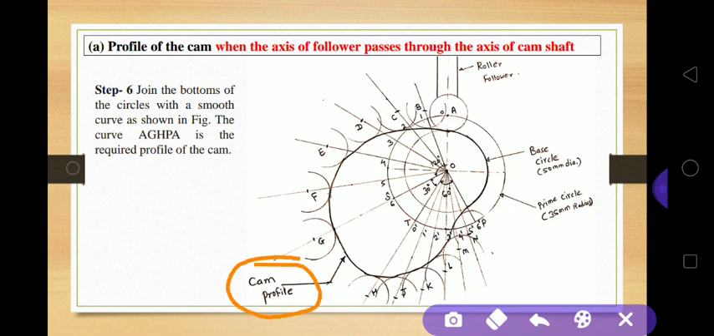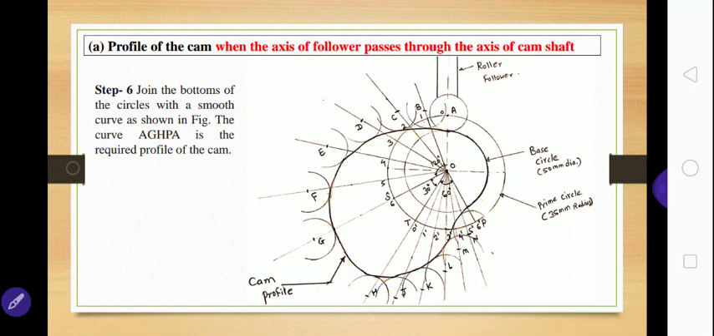So here you have to join the bottoms of these circles with the smooth curve, and the curve here we have got as A G H P. That means starting from A to G, from G to H, from H to P, and again from P to A. This total will be our cam profile. This cam profile we have got.